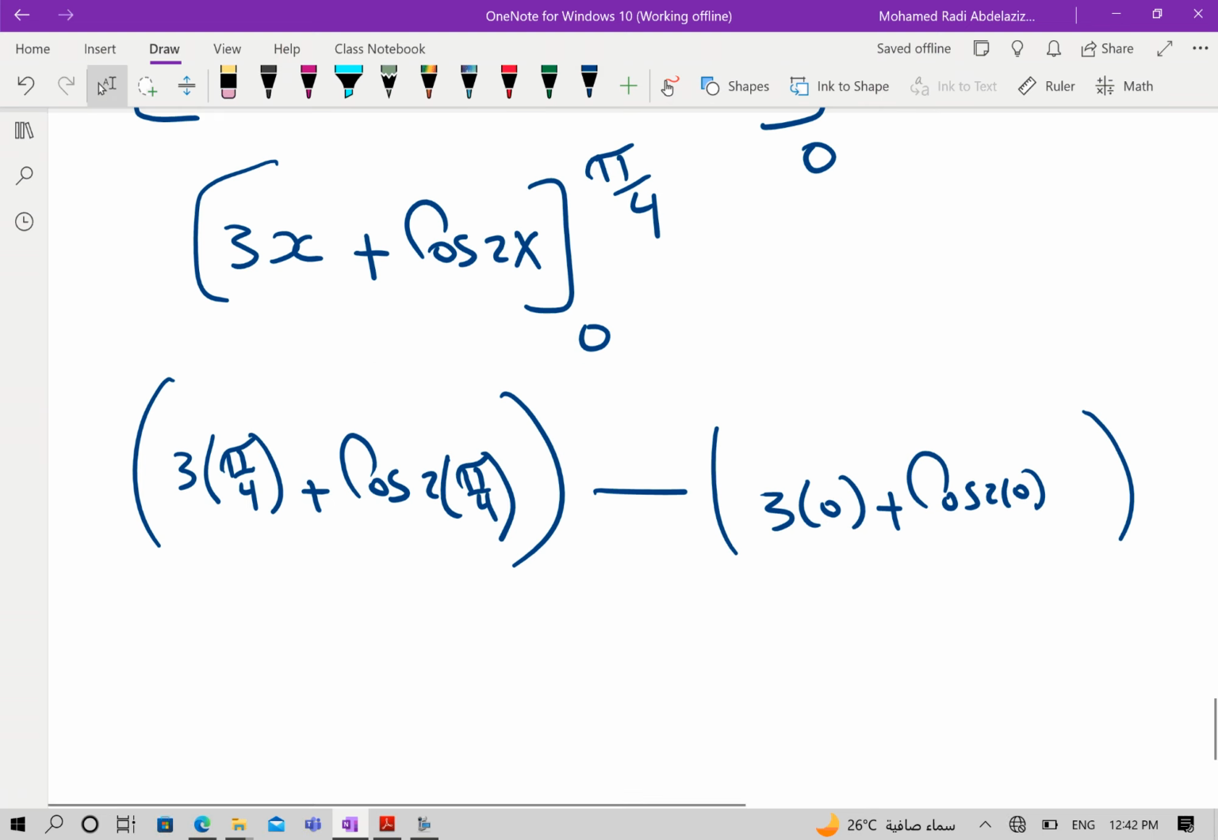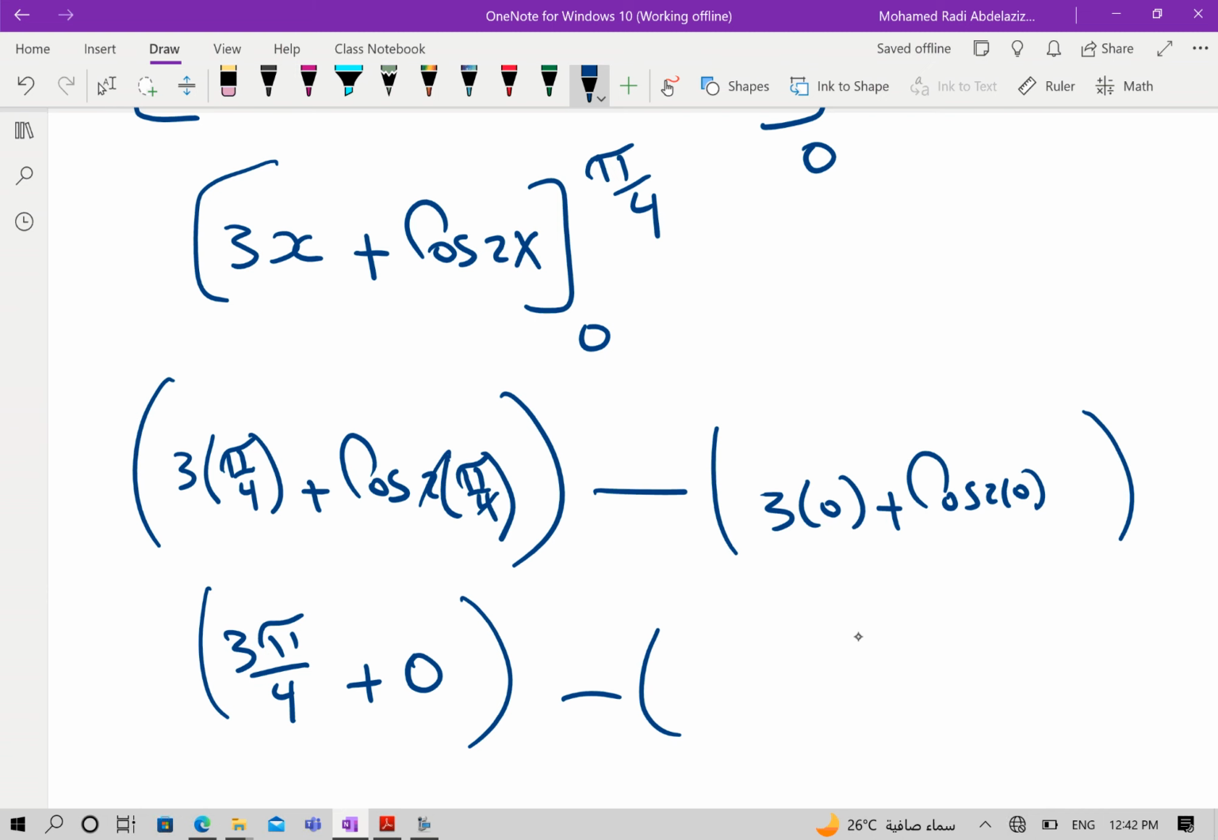May I ask you to get your answer exact? 3 pi over 4 plus, if you simplify this, you will get pi over 2, which is 90 degrees. Cosine 90 is 0.